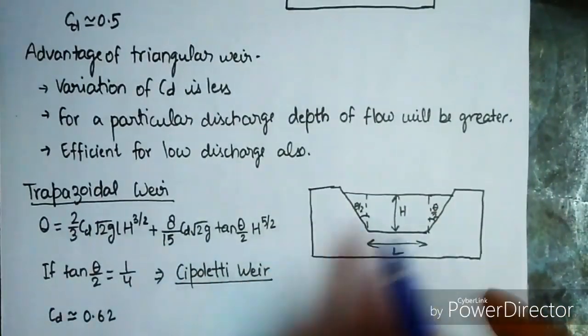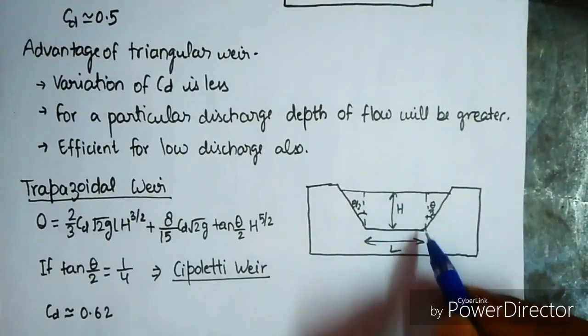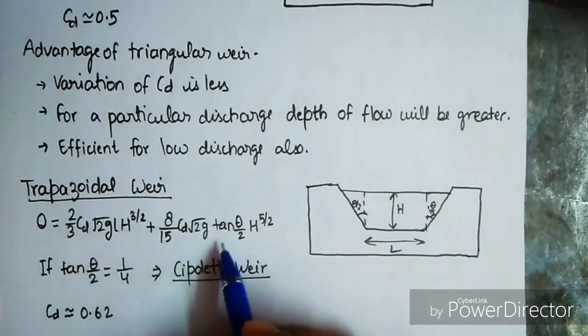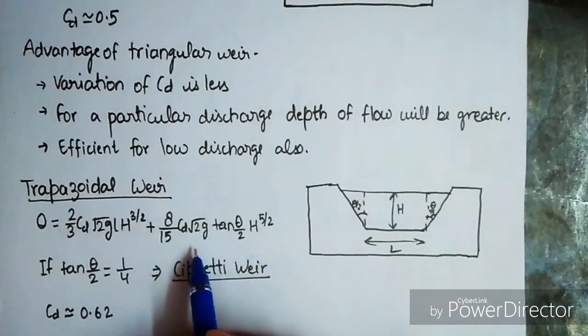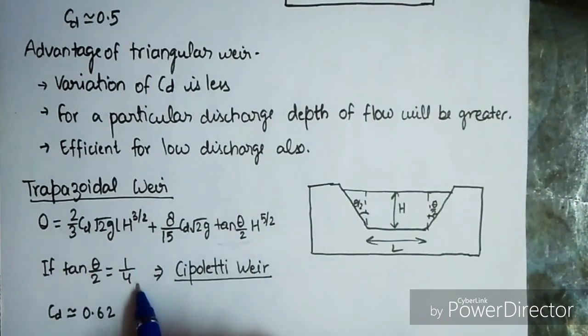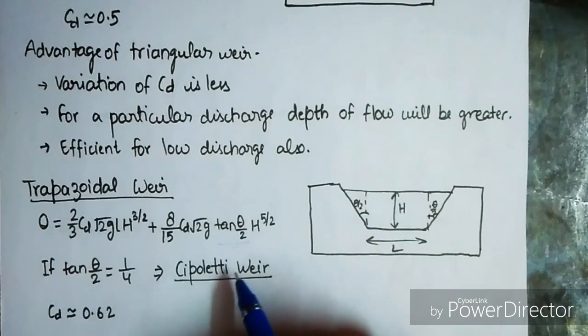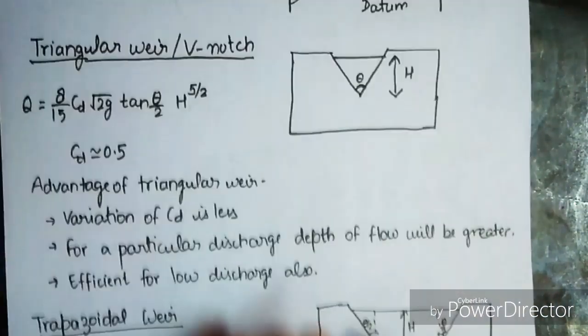Now the trapezoidal weir is the sum of a triangular and a rectangular weir. You can see the triangular portion here and the rectangular portion, and the discharge is the sum of both of those formulas. If we put the value of tan(theta by 2) here as 1 by 4, then this trapezoidal weir will become a Cipolletti weir. Okay, CD value is 0.62.